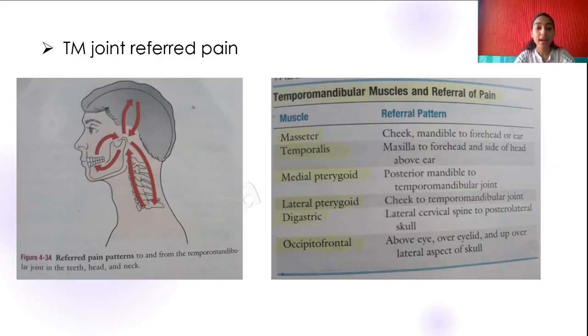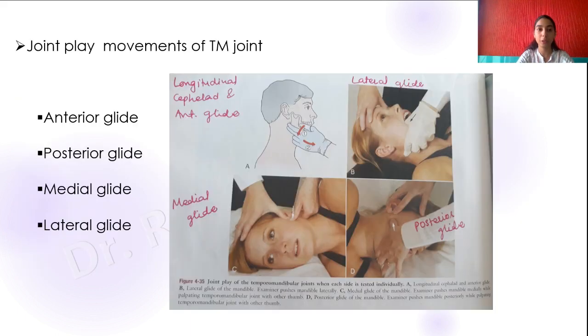Then check the sites or the pain pattern of the TM joint and the muscles related to the temporomandibular joint, and also check the sites of their referred pain. Also check the joint play movement of the TM joint. Here in the picture you can see the head placement and in which direction we have to move the mandible, and check anterior, posterior, medial and lateral glide of the mandible.